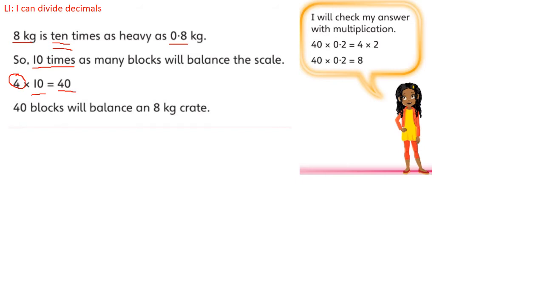I can double check my answer by using multiplication because we'd already worked out the weight of each of the blocks. So we know each block weighs 0.2. Well, if 4 times 2 equals 8, 40 times 0.2 also equals 8. So therefore 40 must be the correct answer.